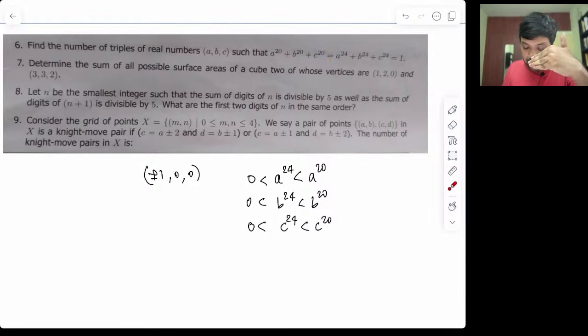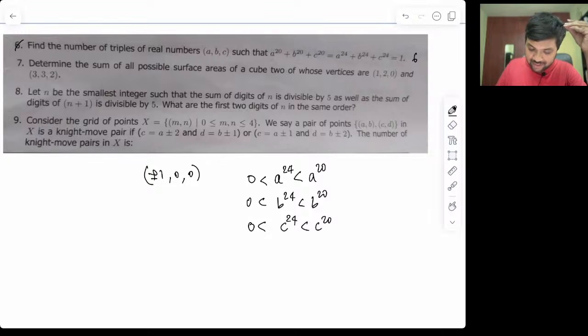Therefore, it cannot happen that all of them are strictly less than 1. At least one of them should be 1, but the moment one of them becomes 1, the rest must be 0 because they should sum up to 1. That's the logic. So indeed the answer is 6. But you could guess it, or else there is often no way to solve a real system of equations, so it's not a bad guess. Hopefully that's clear to everyone.